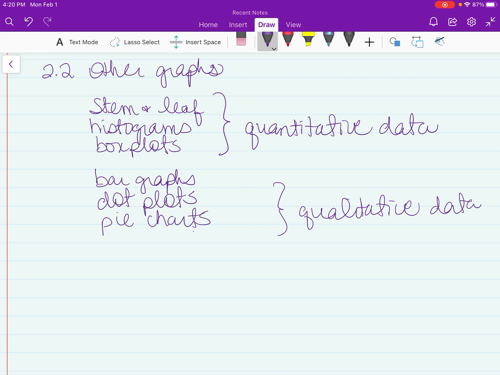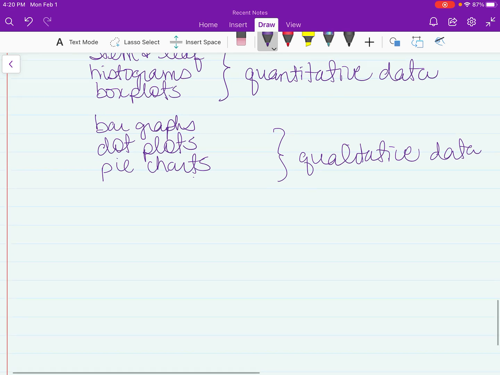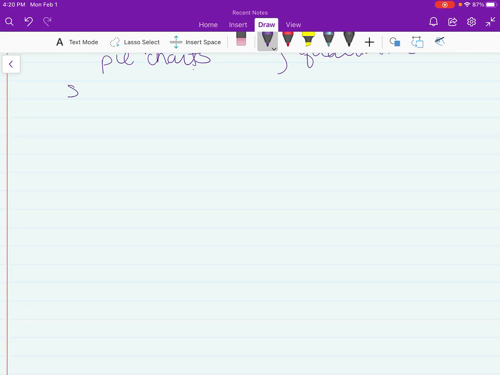So looking at these, we've already talked about histograms. Bar graphs are the same as histograms, except the bars are separated. Dot plots, you're not going to see many of those, but I do want to introduce you to the stem and leaf display.